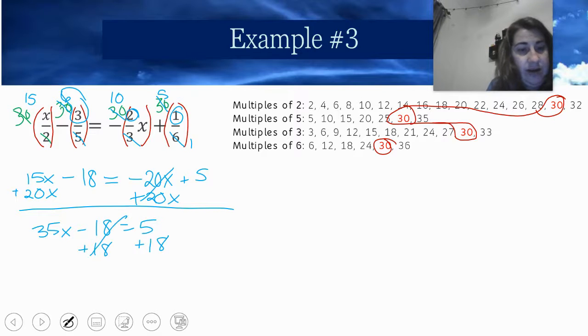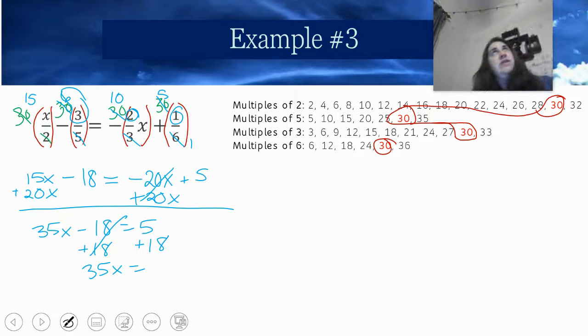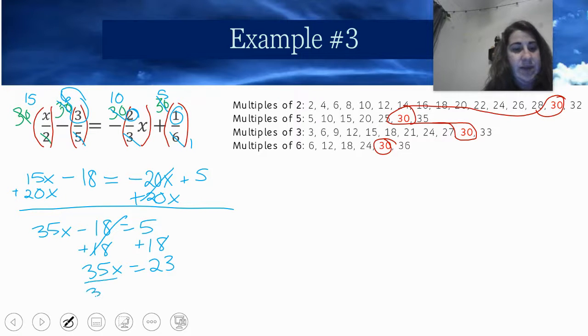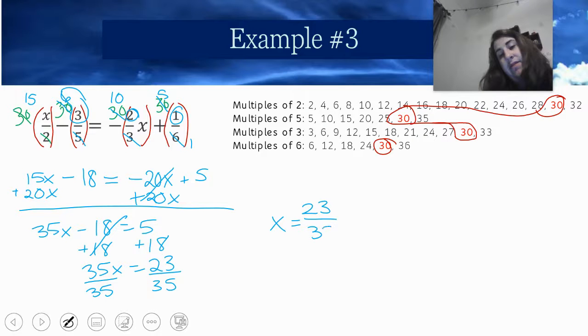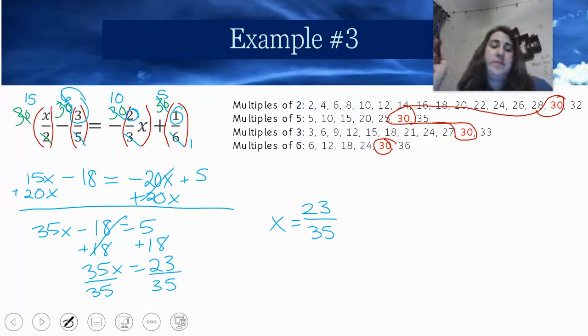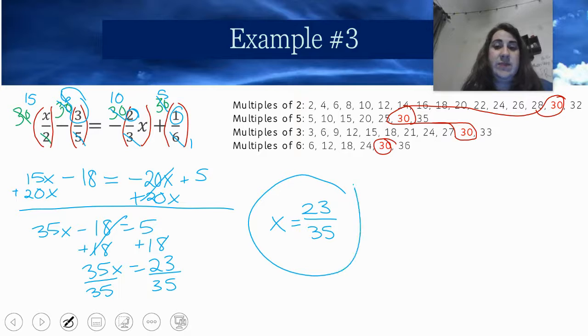And over here, I have 35x is equal to 18 plus 5, 18, 23? 23. Divide each side by 35 to get x by itself. And my answer is x is equal to 23 over 35. Do they have anything in common? No, they don't. That's my final answer.